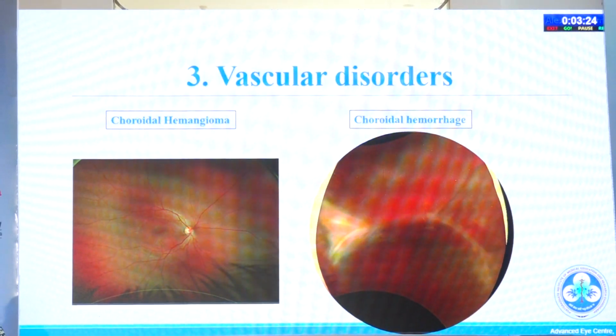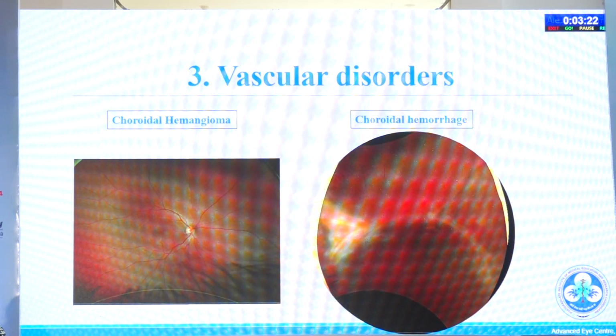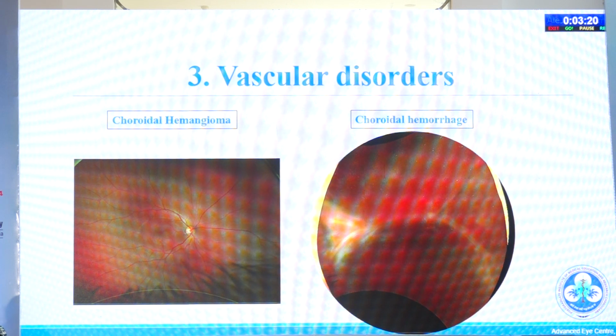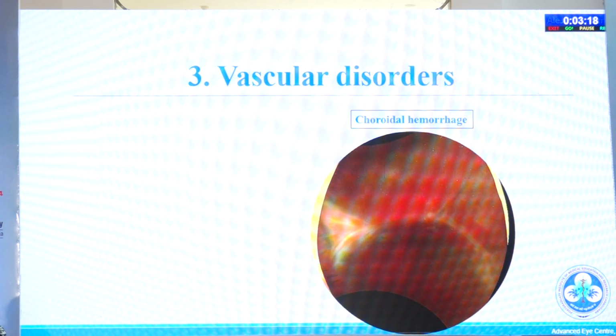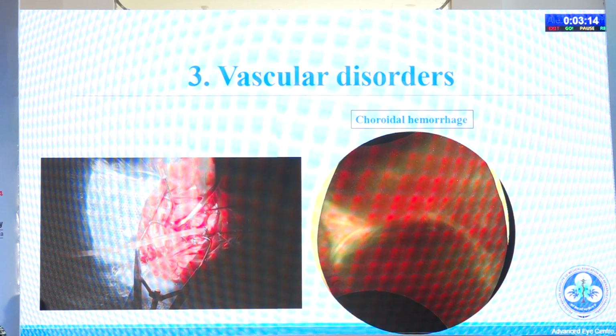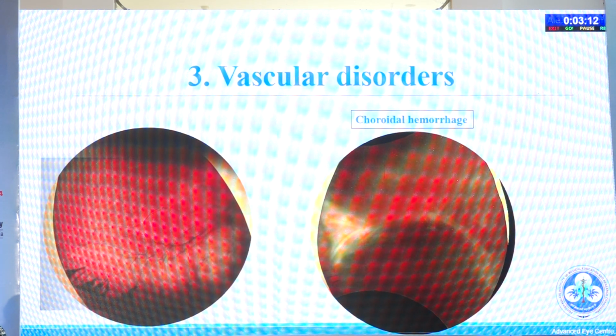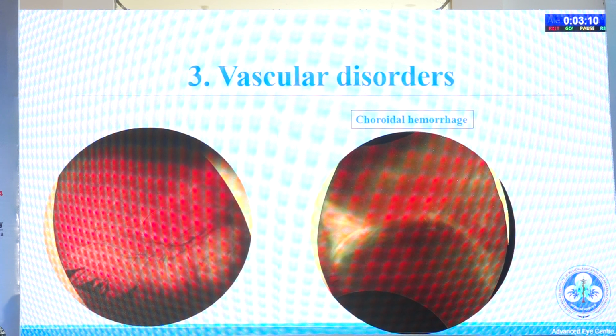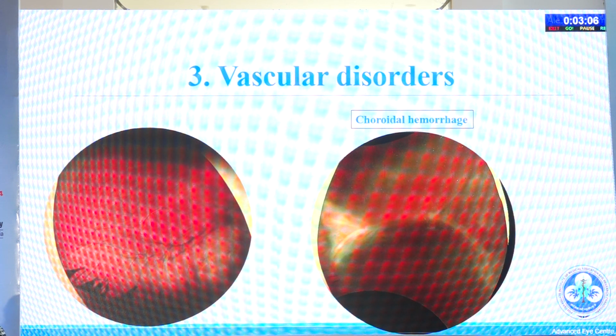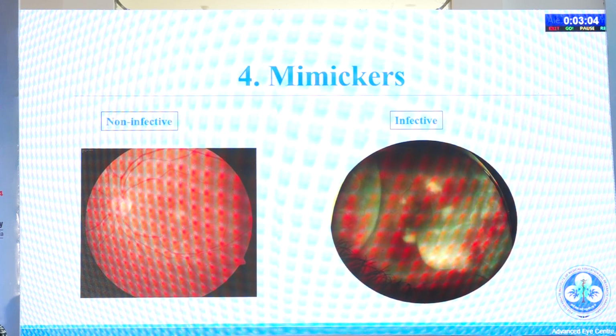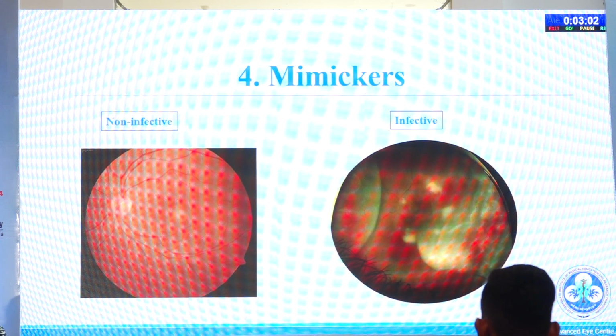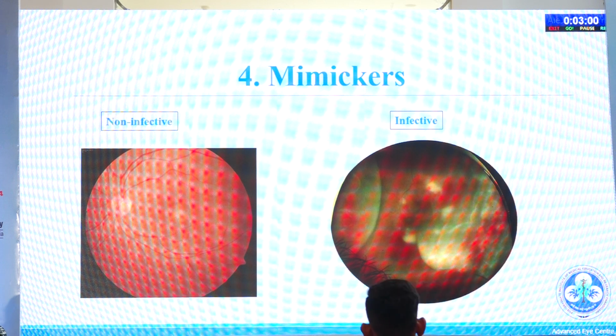The other possibilities, if we see such lesions, could be a choroidal detachment, or a hemorrhagic choroidal detachment like this. This was a post-operative patient who underwent drainage of the blood, and this was the fifth post-op day after suprachoroidal drainage. And of course, we need to rule out the mimickers which are non-malignant, like non-infected ones.